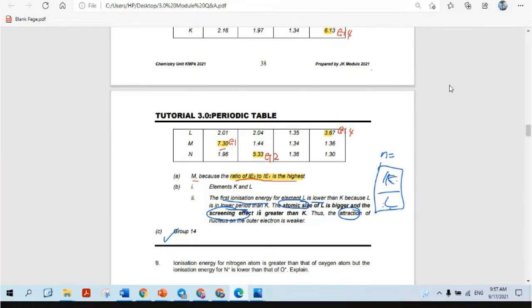Okay, you know this is K. Okay, this is L. You can talk about the N, the principal quantum number. You can talk about the position of the element. Then only link the value of IE with the N value or the position in the periodic table. Then continue with the standard answer: atomic size, screening effect, attraction.